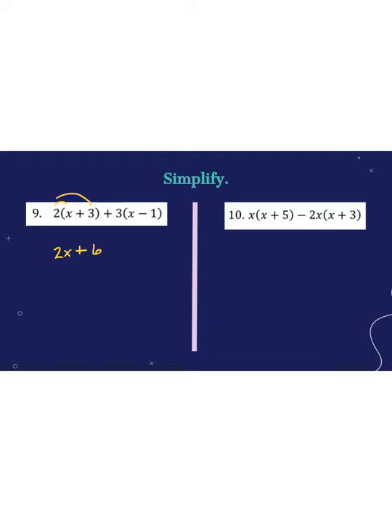Okay, now we have to distribute the second part, this 3x, and that negative 1. I have plus in the middle, so I know it's going to remain a positive. So 3x, or 3 times x, gives me 3x. And then I have 3 times a negative 1. Well, it's only one negative, so it's going to stay negative, and 3 times 1 is 3. Okay, now that I have those, I can combine my like terms.